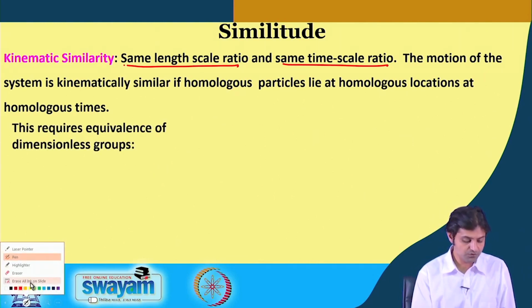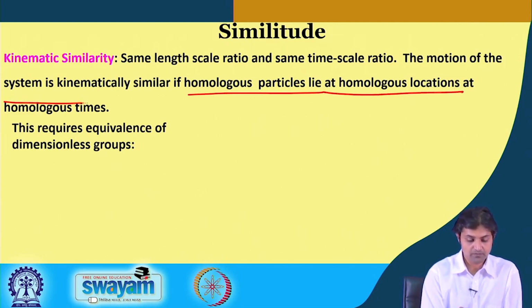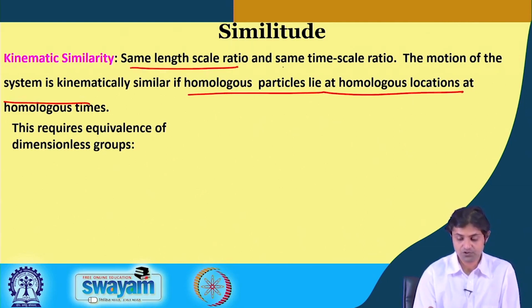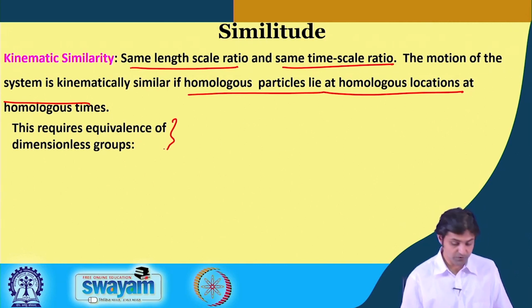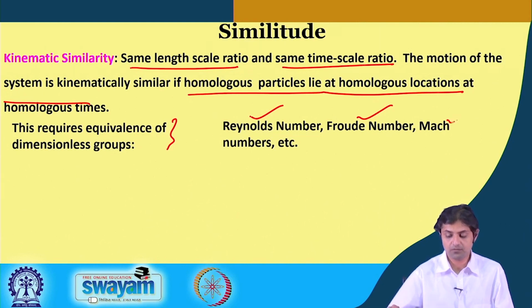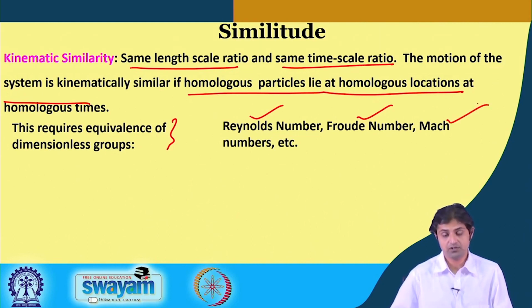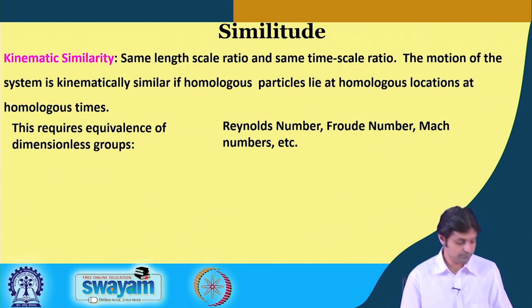And to be able to do that, if homologous particles lie at homologous locations at homologous times, basically having the same length scale ratio and same time scale ratio, this requires equivalence of dimensionless groups. Now, which ones? For kinematic similarity, Reynolds number should be equated, Froude number should be equated, and numbers like Mach numbers, etc., because that has something to do with the kinematics of the flow. All right.